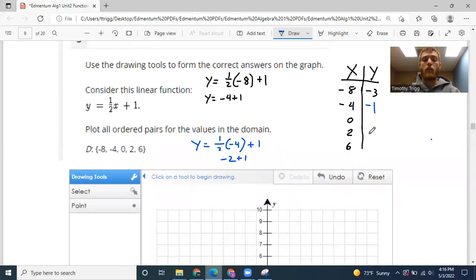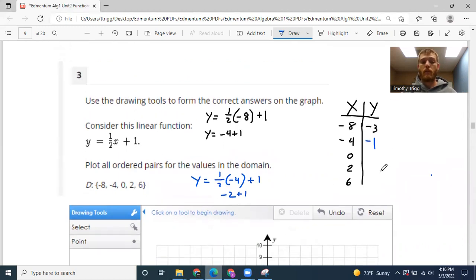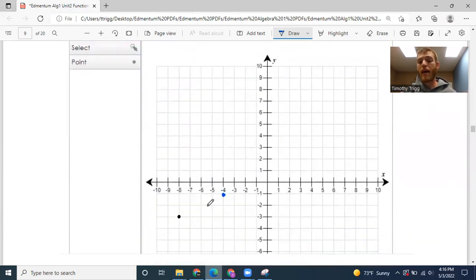I want you to find the rest of these points and graph them on your graph here. Now, keep in mind, these points should all line up. If they don't form a straight line, then some of these might be wrong, okay?